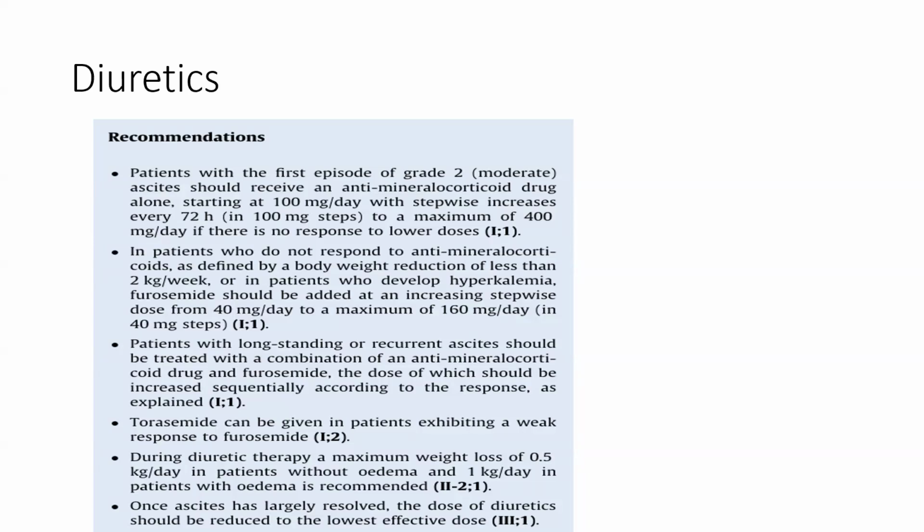Patients with long-standing and recurrent ascites should be treated with a combination of antimineralocorticoid drugs and furosemide, the dose of which should be increased sequentially according to the response. Torsemide can be given in patients exhibiting weak response to furosemide. During diuretic treatment, a maximum weight loss of 0.5 kg per day in patients without edema and 1 kg per day in patients with edema is recommended. Once ascites has largely resolved, the dose of diuretic should be reduced to the lowest effective dose.